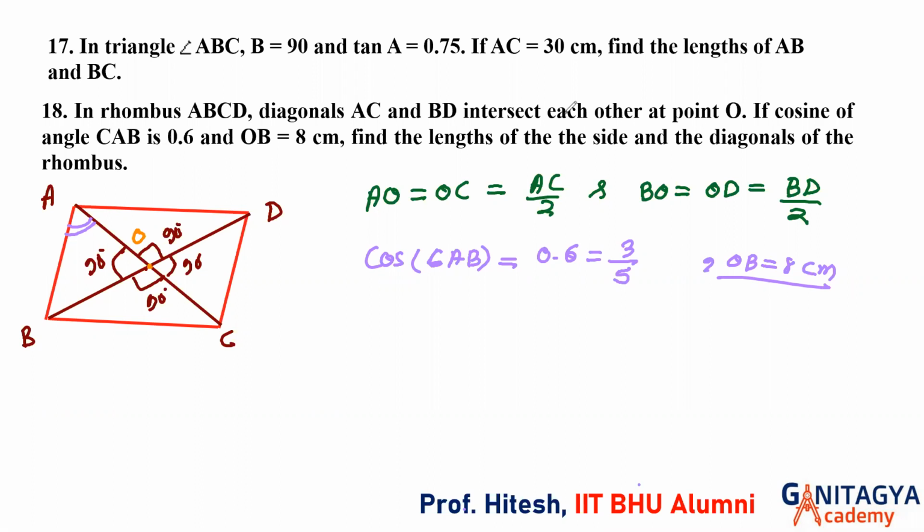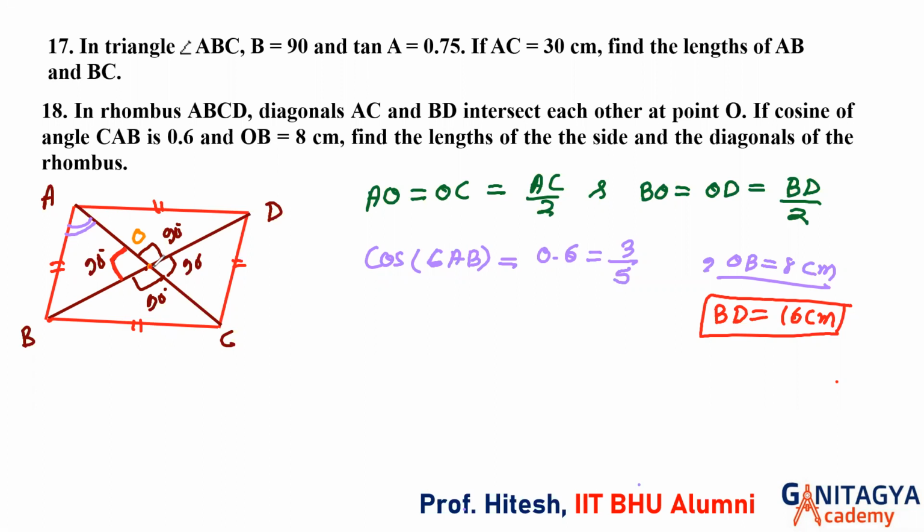Okay, very easy. First of all, OB is 8 centimeter. So BD is directly 16 centimeter. Okay, first one is clear. Now, all sides are equal. AB equal to BC equal to DC is equal to AD. All sides are equal. Okay? So, understood? Okay, write it down. Is this clear? Now, this is 90 degree. This is 90 degree. OB you know. Only OB you know.